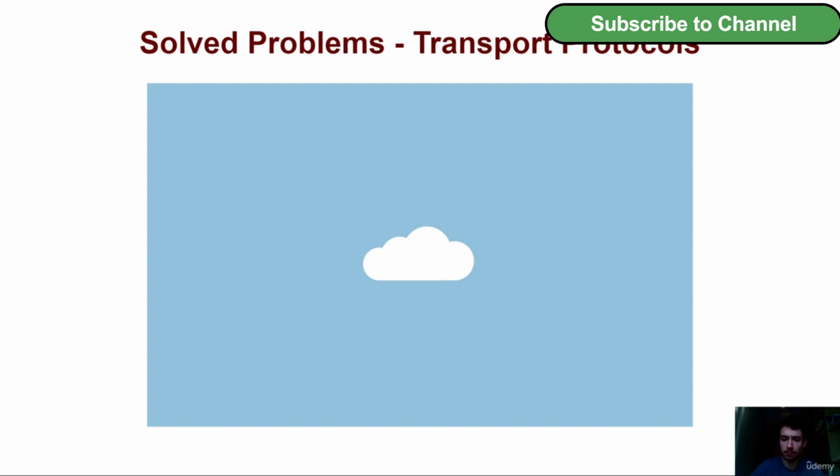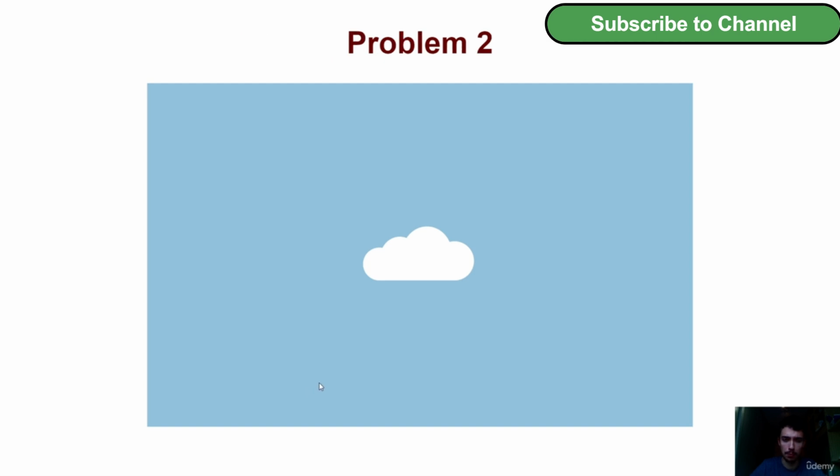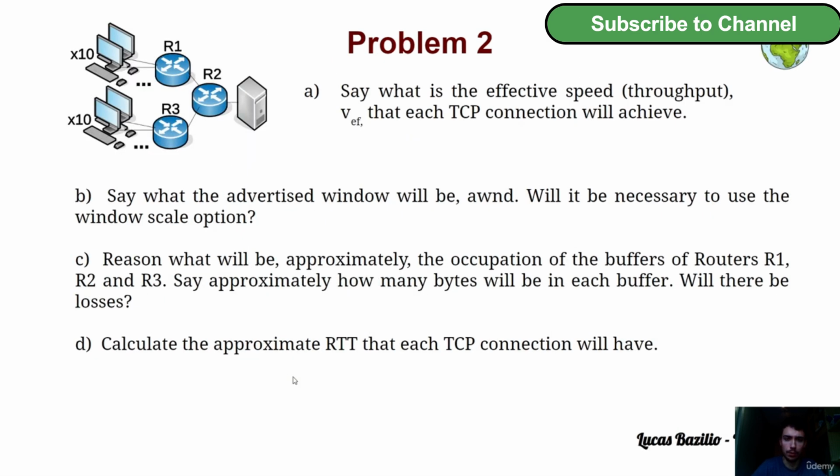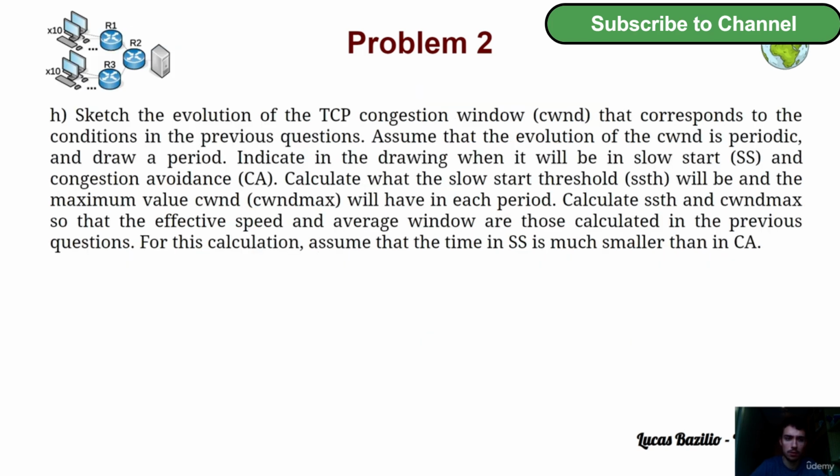Hey everyone, on this lecture we are going to solve the question H of this problem 2. So the question H of this problem states, sketch the evolution of the TCP congestion window that corresponds to the conditions in the previous questions. Assume that the evolution of the congestion window is periodic and draw a period.